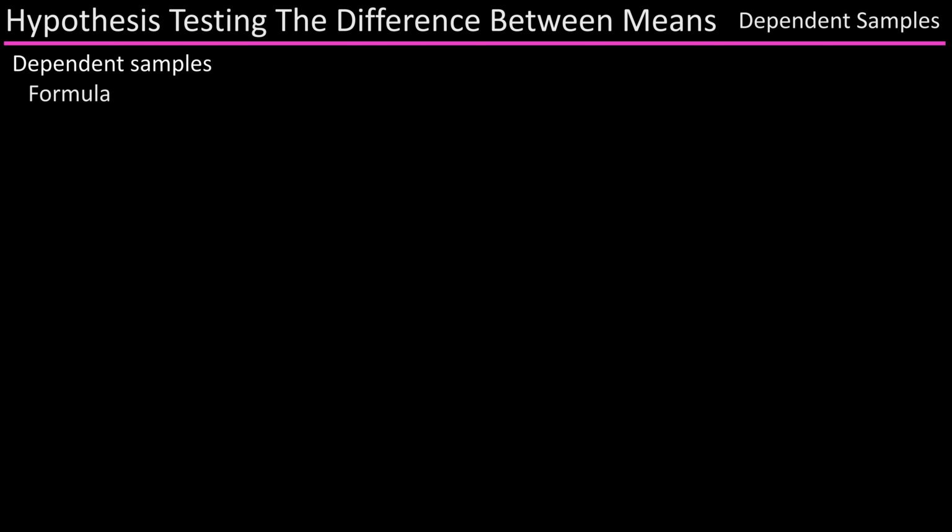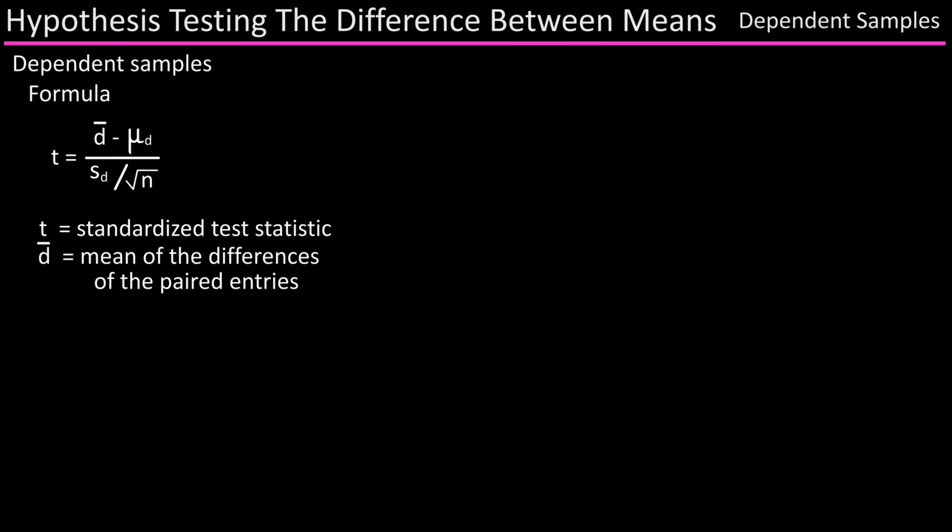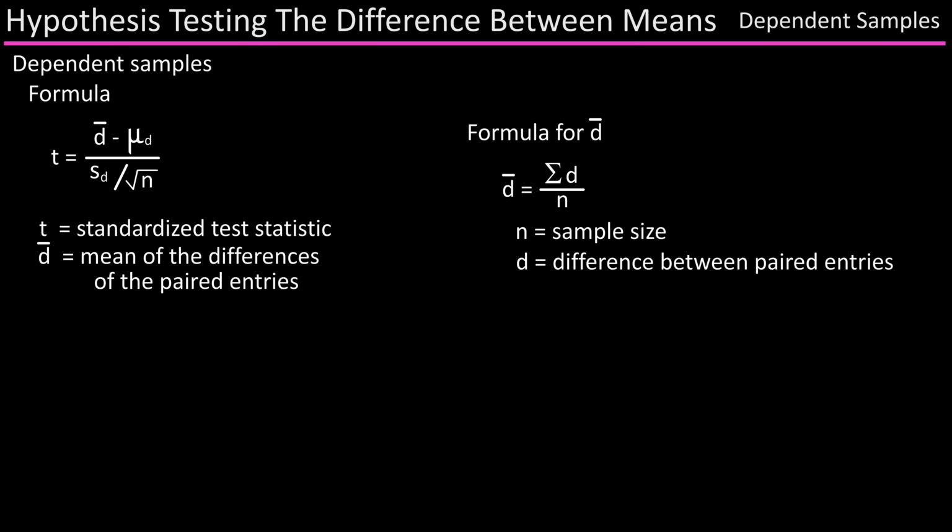The formula for calculating the standardized test statistic is t equals d bar minus mu sub d divided by s sub d over the square root of n. In this formula, t is the standardized test statistic, and d bar is the mean of the differences of the paired data entries in the dependent samples. The formula for d bar is the sum of d divided by n, where n is the sample size and d is the difference between paired entries.